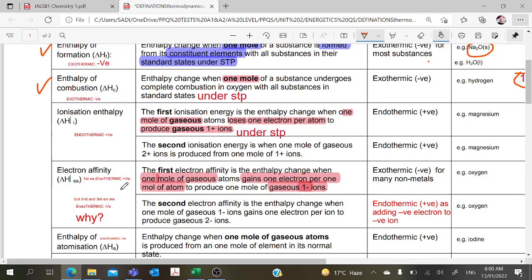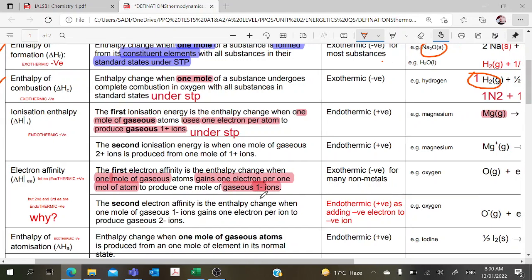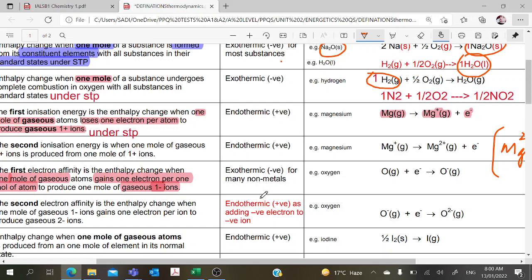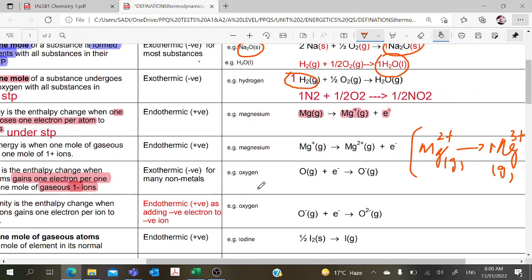Okay. So the first electron affinity is the enthalpy change when 1 mole of gaseous atom gains 1 mole of electrons, 1 electron per atom, to produce 1 mole of gaseous negatively charged ion. The process is exothermic for many of the nonmetals. Now we are working on the first electron affinity of oxygen. Oxygen is in the gaseous state here, you can see, and it will accept an electron. Now this oxygen will be negatively charged.